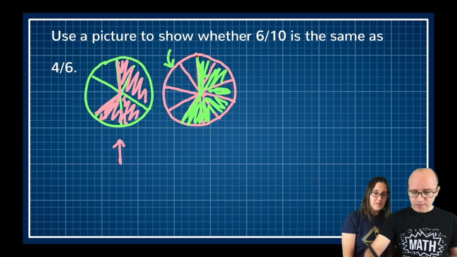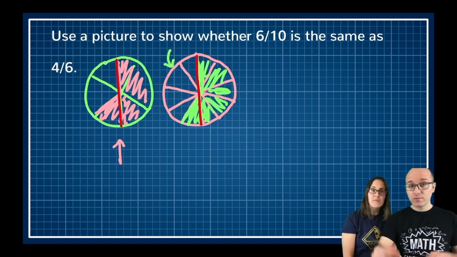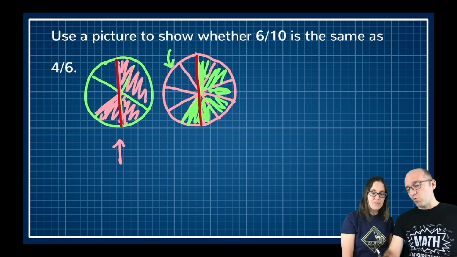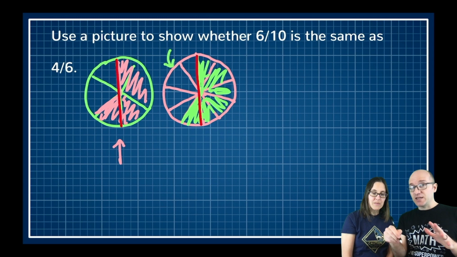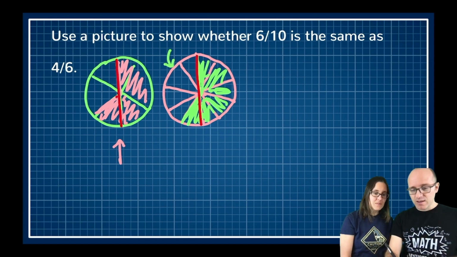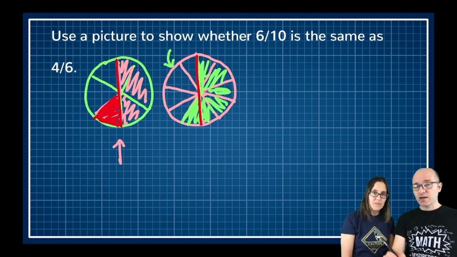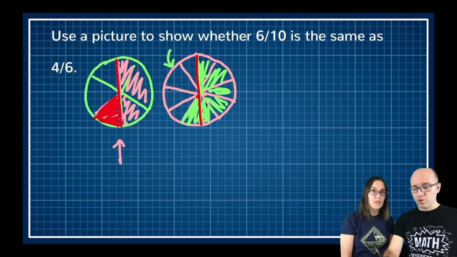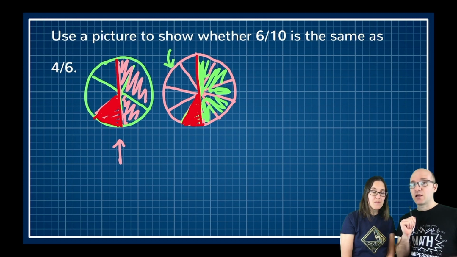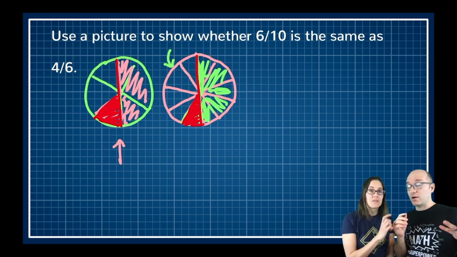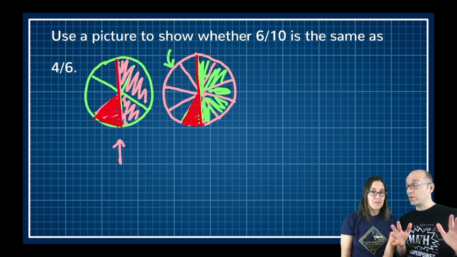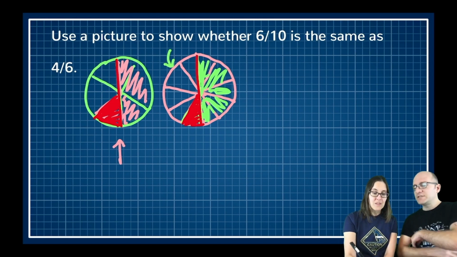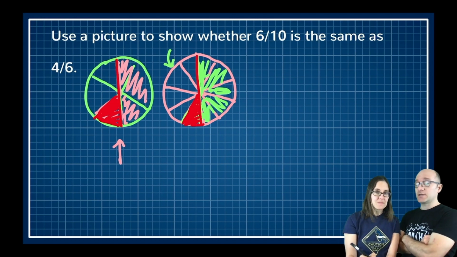So one thing I like that you did, you started by just slicing it in half on both pizzas. So 1/2 got entirely shaded for both pizzas, but then 1 part out of 3 got shaded here, and 1 part out of 5 got shaded here. So that right there tells us that they're not going to be equal. But go ahead and reduce each of these, because I like that strategy. Yeah, they are not equal.